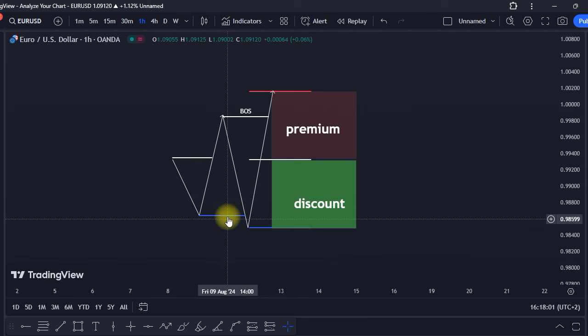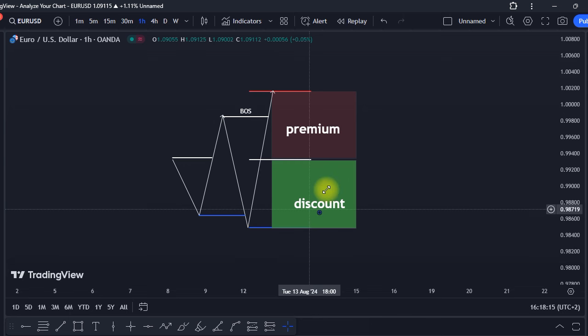And because of this liquidity sweep that we just saw here, our confidence in this setup has increased. Okay, so we took liquidity to the downside and then we broke structure to the upside. Now we are looking to buy from this area here, the discount, and we are looking to sell in the premium.